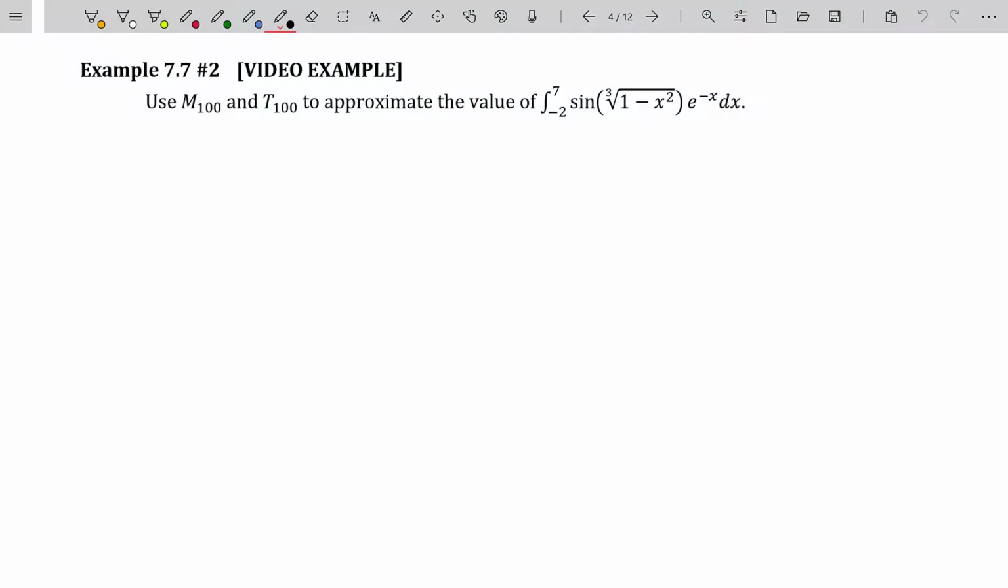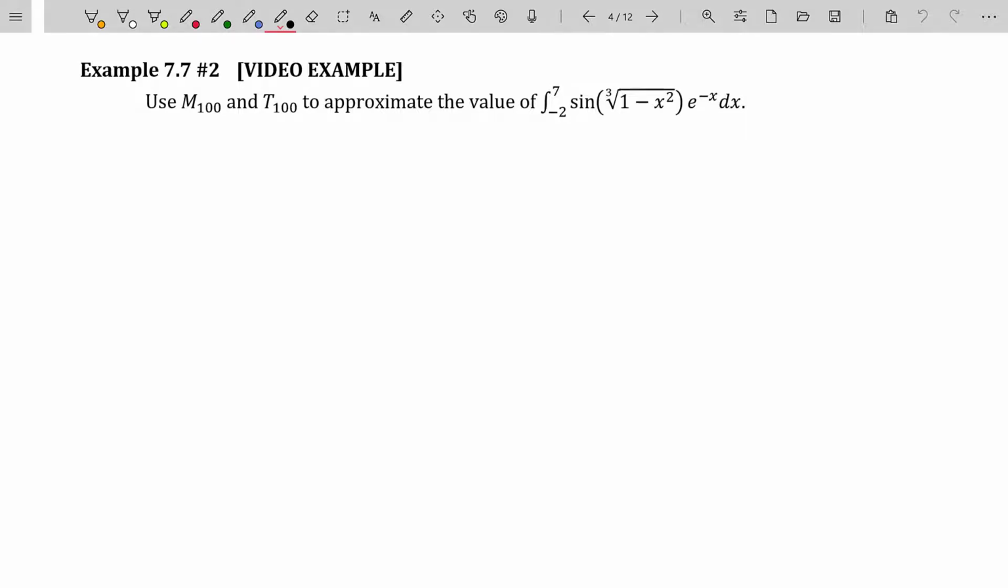Hello, my name is Roy Simpson, professor of mathematics at Cosumnes River College in Sacramento, California. In this video, I'm going to go into using the midpoint rule and the trapezoidal rule to help find the area under a curve, or basically to integrate numerically.